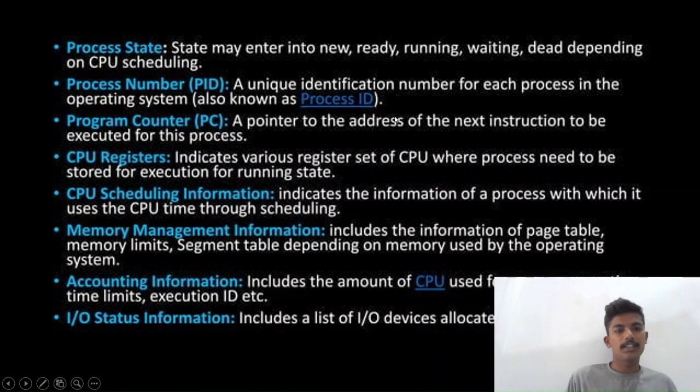So process number, that is PID, is a unique identification number for each process in the operating system, also known as process ID. That is, each process in the operating system is given a unique number, and that unique number is known as process ID. And program counter is a pointer to the address of the next instruction to be executed.